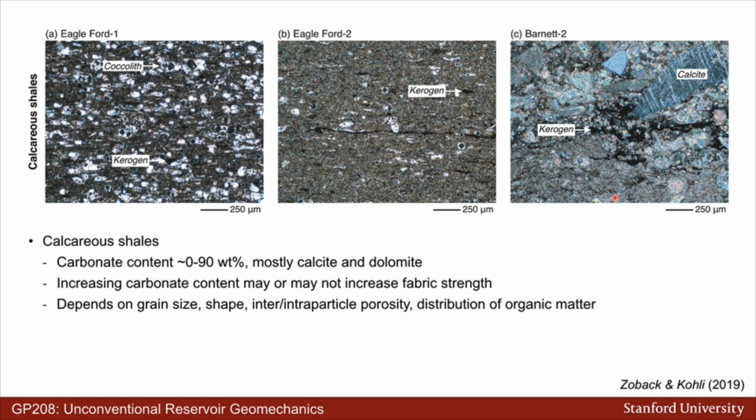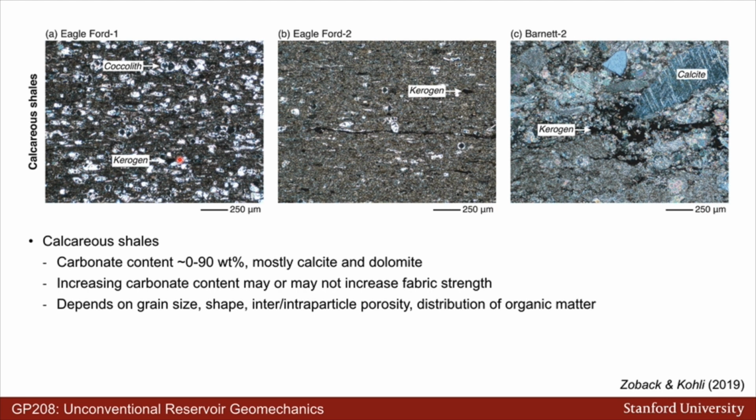But increasing carbonate content doesn't necessarily mean that either fabric will increase or decrease. It doesn't necessarily mean that grain size or grain shape will change in any sort of a regular way. And this is because the carbonates in these rocks mostly come from biogenic sources. And so on the left here, you can see that actually the carbonates in this rock are composed mostly of these little coccolith grains, which are small marine fossils. And those are distributed among clay and quartz in the matrix and small deposits of kerogen.